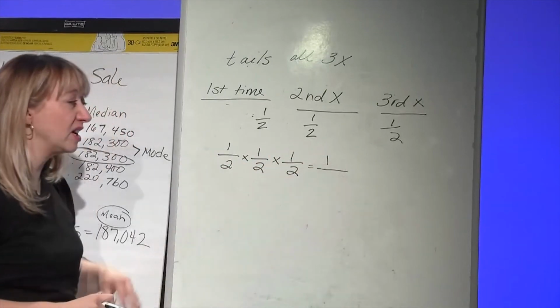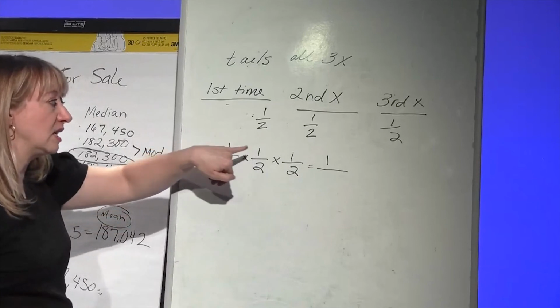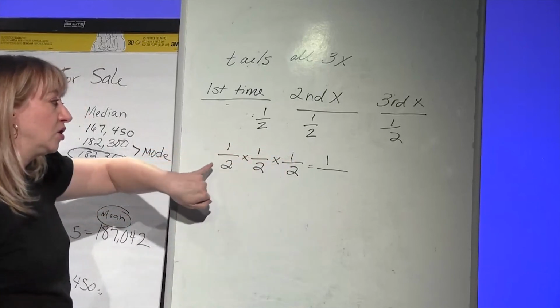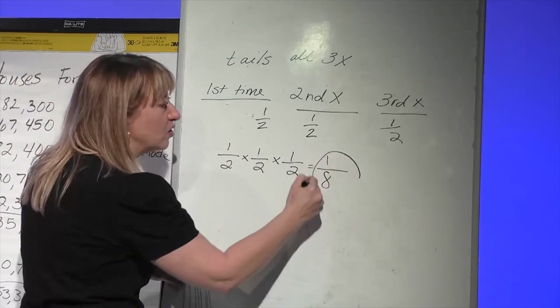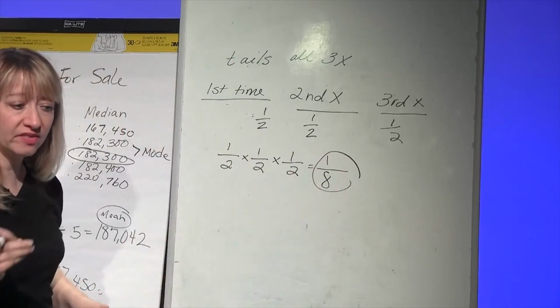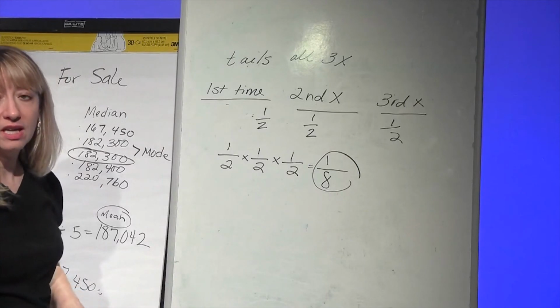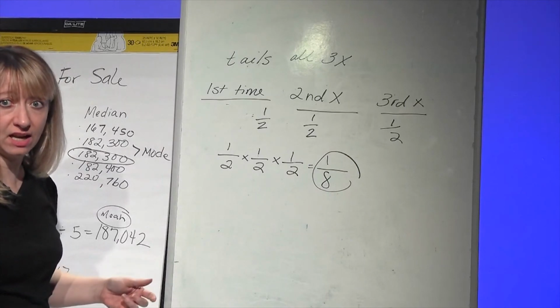Remember, when you're multiplying fractions, you go straight across. 1 times 1 times 1. 2 times 2 is 4. 4 times 2 is 8. So there's a 1/8 chance that when he flips that coin 3 times in a row, it will land on tails each time.